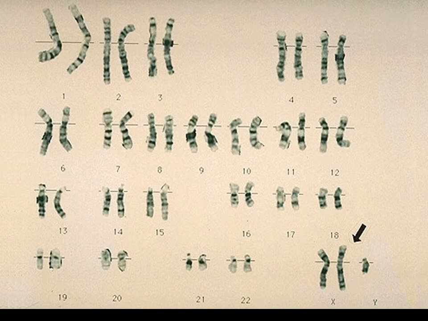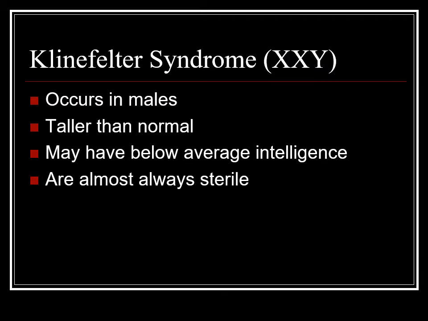But that extra X does have effects. So this is called Klinefelter syndrome, XXY. So they are all males. They tend to be taller than normal, so above average height, but they have below average intelligence. So always the brain is affected, okay? And they're also almost always sterile, which means they're not producing functional sperm most of the time, okay?